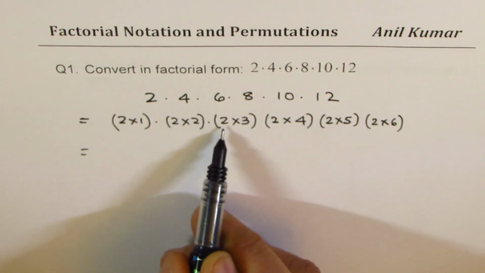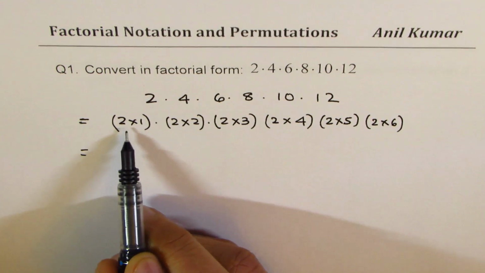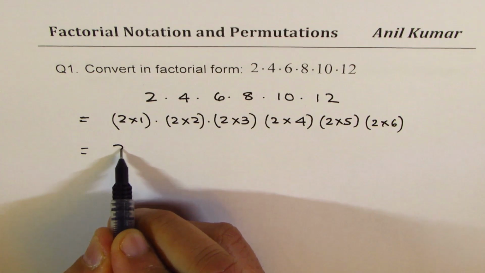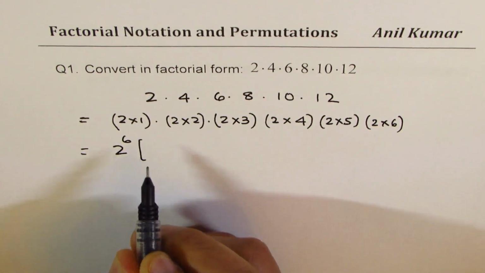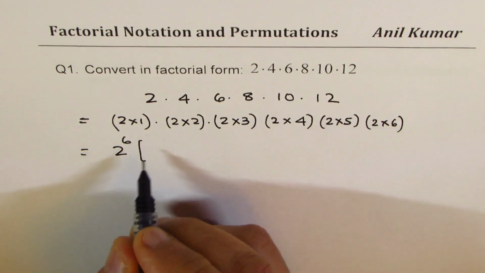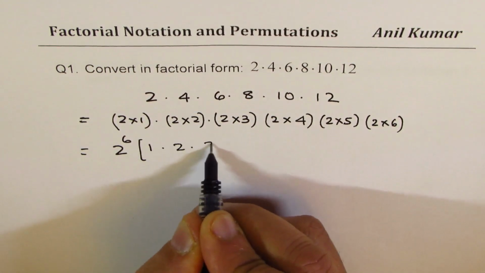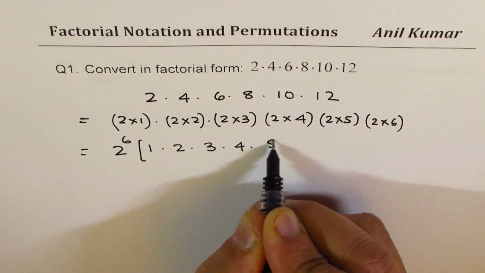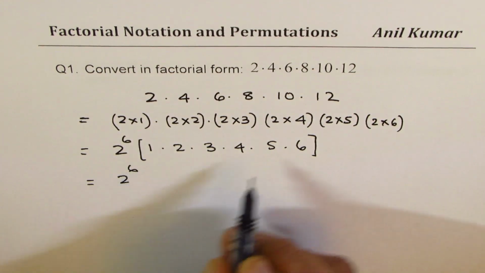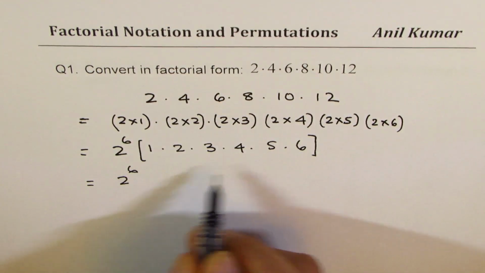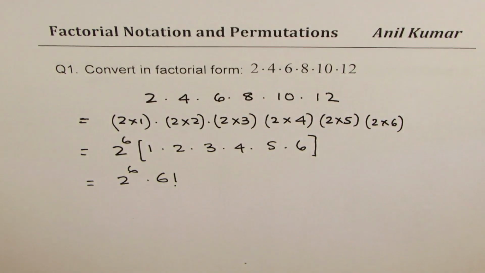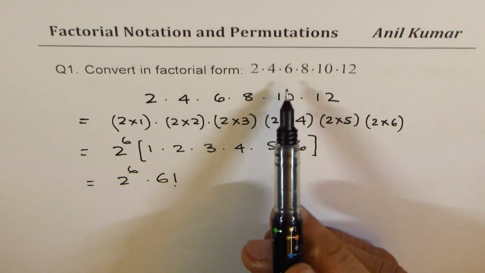So when we multiply, how many 2's do we get? We get 1, 2, 3, 4, 5, 6, right? So we get 2 to the power of 6, and the other numbers left are 1 times 2 times 3 times 4 times 5 times 6. Do you see that? So what we get here is 2 to the power of 6 times 6 factorial. 1 times 2 times 3 times 4 times 5 times 6 could be written as 6 factorial. So that is how you could answer this question.